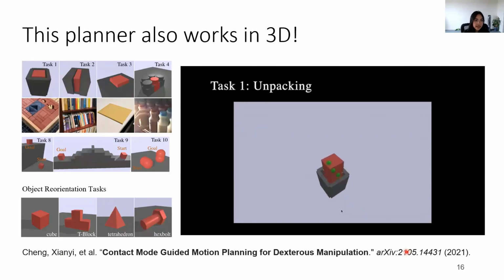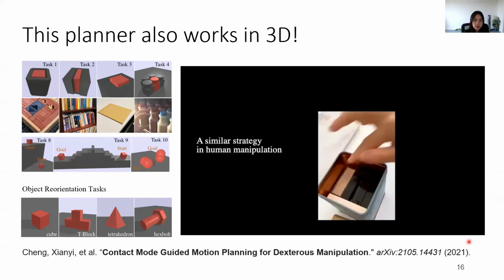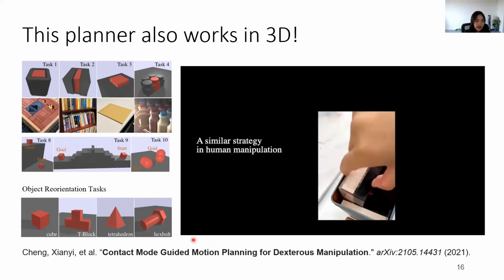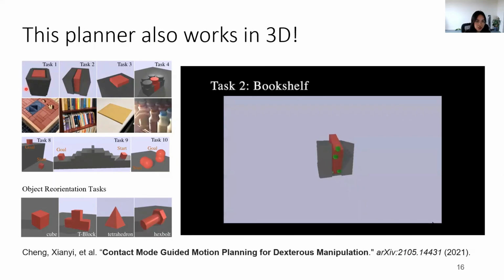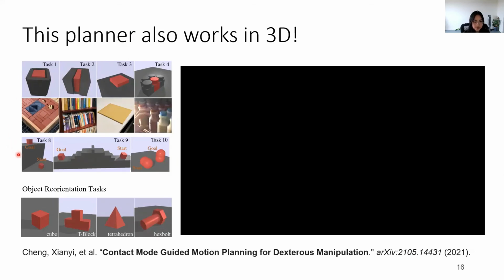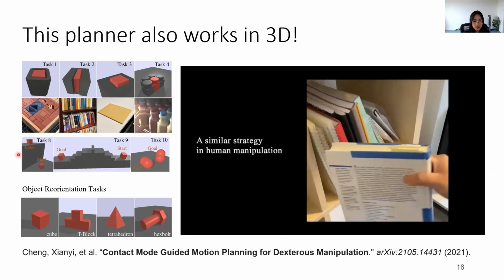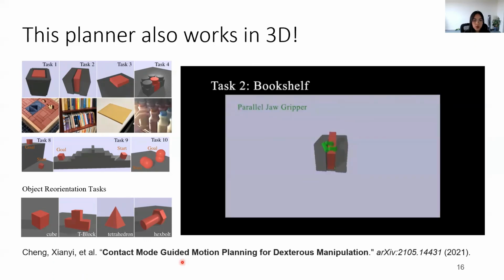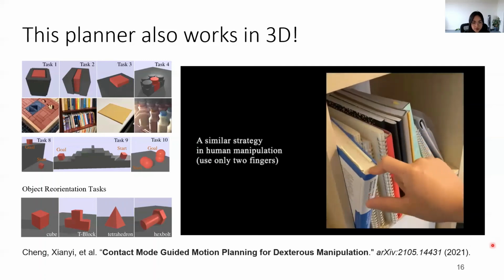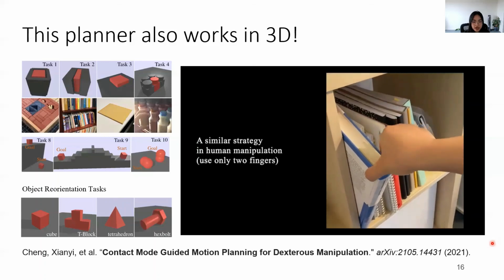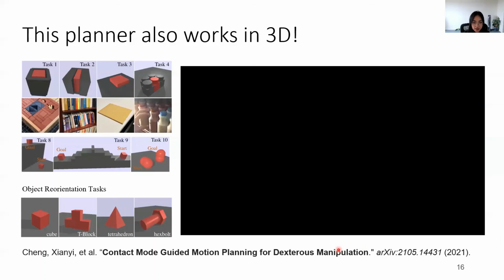So good news is that this planner also works in 3D. So here are our most recent results. We can see that for 3D, the applications are much more. Yeah, we can also allow user-defined manipulator models. So here's a parallel jaw gripper. And surprisingly, it really matches the strategy in human manipulation.